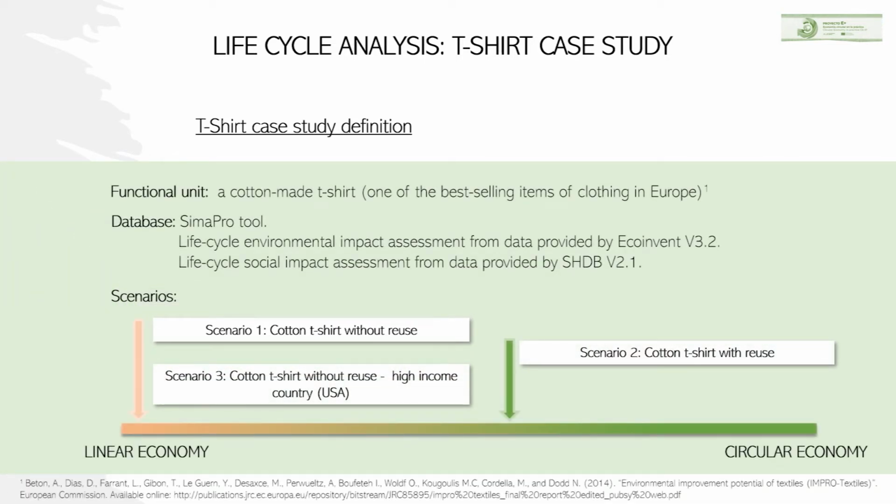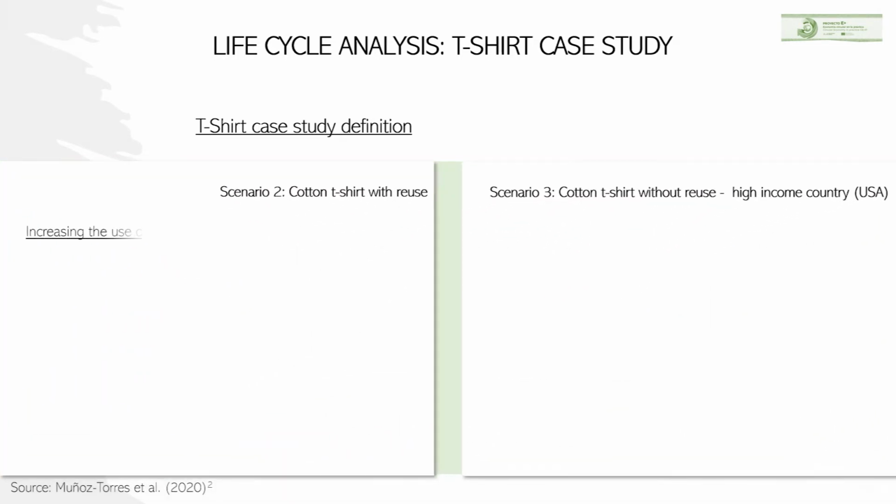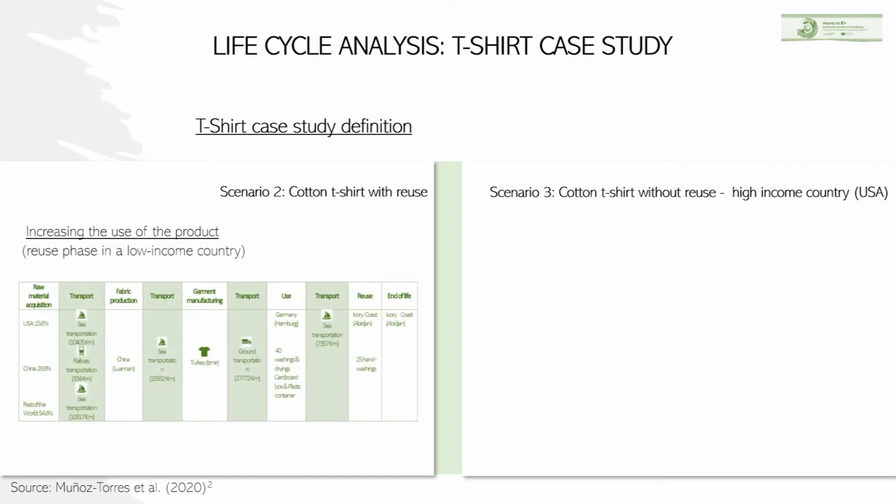The second scenario differs from the first scenario in the reuse phase, because in this scenario, the cotton-made t-shirt is reused as a second-hand item of clothing. Concretely, in this scenario, the use phase is divided into two stages. First, there is a phase of use in a developed country, Germany, where the t-shirt is washed and dried for 40 cycles during the period of use.